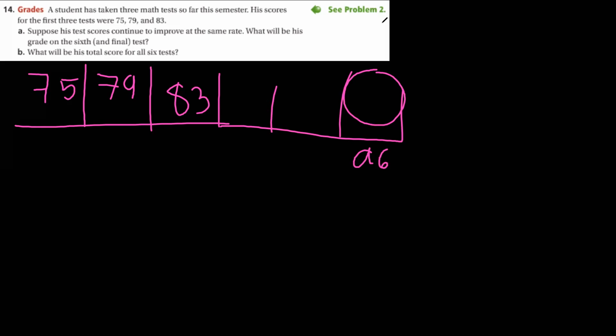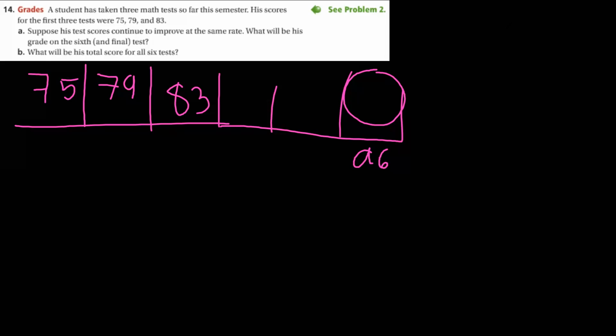The grade in the first quiz is 75, and the second quiz is 79. On the third quiz, it says 83. What about the sixth quiz? How can I find it? Who can tell me? Using the rule of the arithmetic series. Yeah, the equation for the arithmetic series.